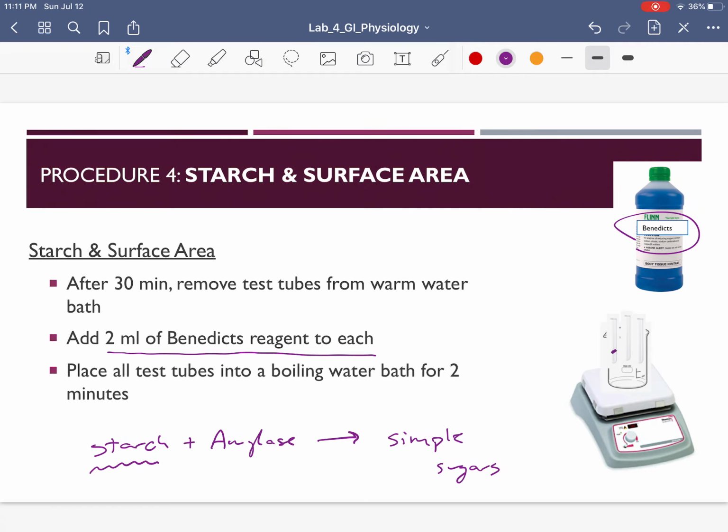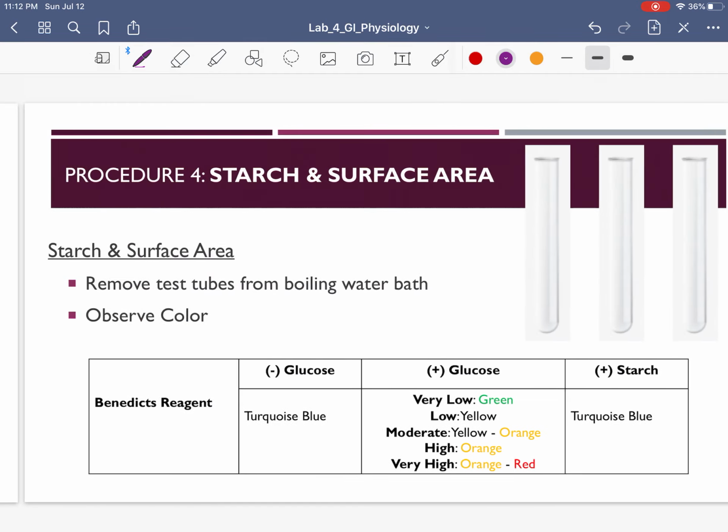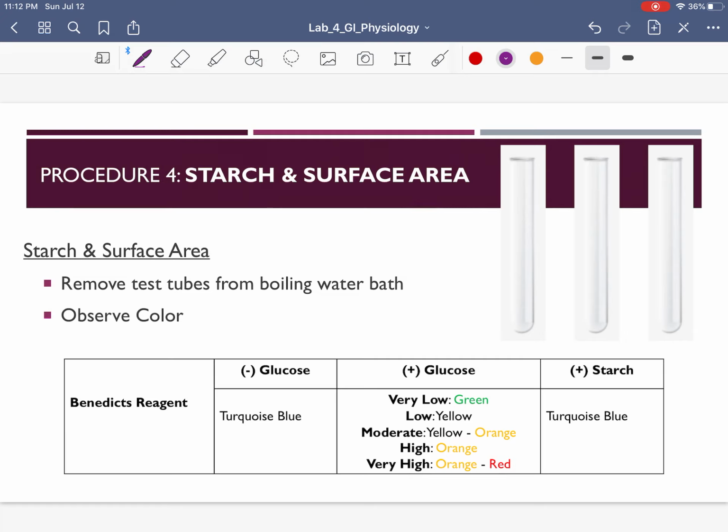Then we're going to place each test tube into a boiling water bath for 2 minutes, because Benedict's as a reagent only reacts to boiling water. Or not boiling water, but that amount of temperature, 100 degrees Celsius. When we pull them out, we're going to have a look. So here we have our whole potato piece. Here we have our mashed potato piece. And here we have our flakes.